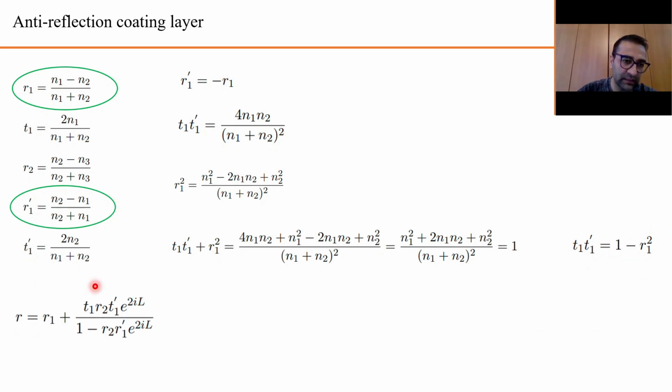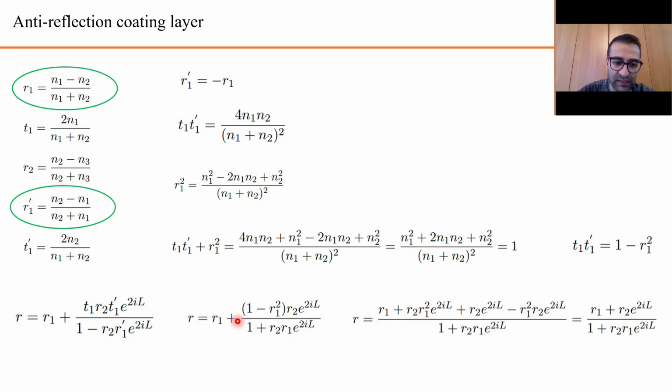And we have the same relation that we derived in the previous slide, and here I just substitute t1 times t'1 with 1 minus r1 squared in this equation. Therefore here in the numerator we will have this term, and in the denominator I just replaced r'1 with minus r1, and it will be 1 plus r2 r1 exponential of 2iL. And if we calculate the common denominator for the first term and the second term, we will have r1 plus r2 r1 squared exponential of 2iL.